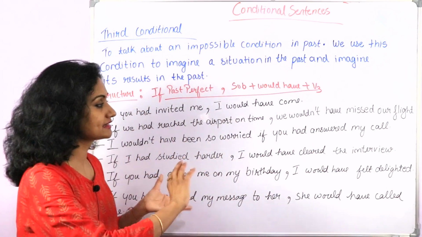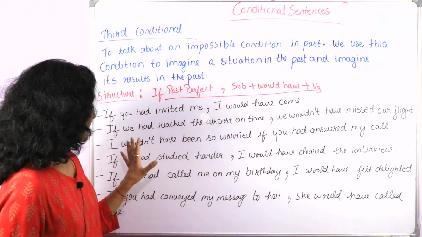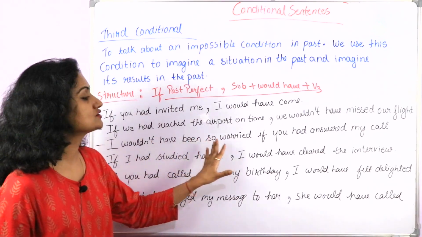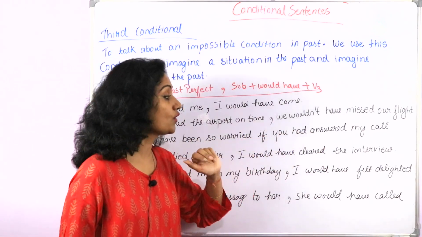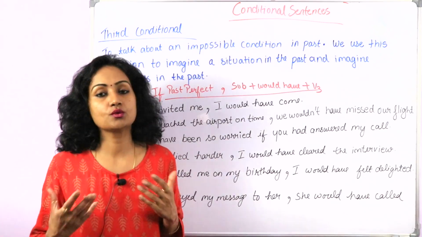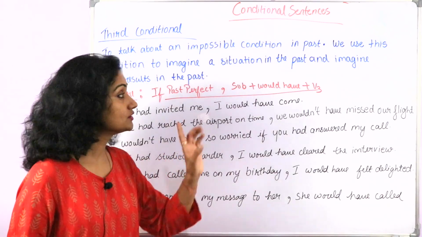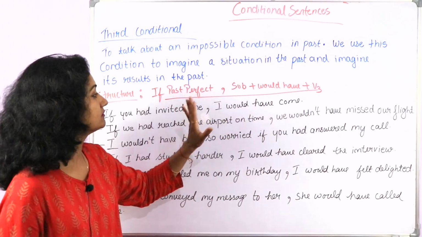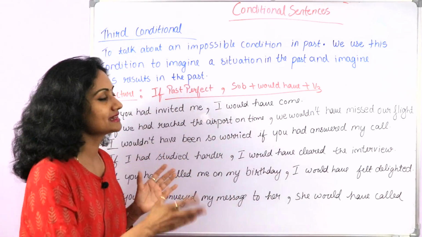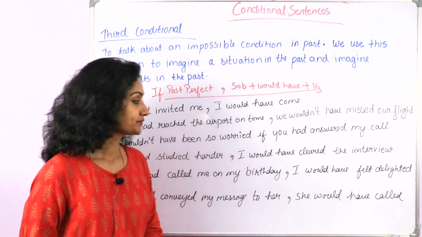Now here, this is an inverted sentence. I'm not starting it with if. So I wouldn't have been so worried if you had answered my call, or if you had answered my call, I wouldn't have been so worried. So just keep the rule in mind. This rule, you can't change the rule. Otherwise, the sentences can be inverted.